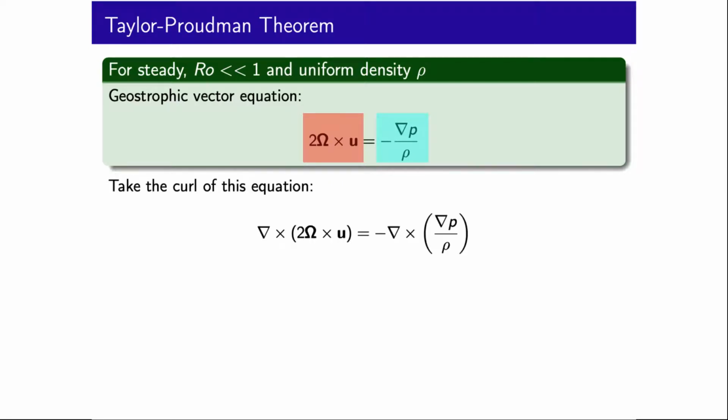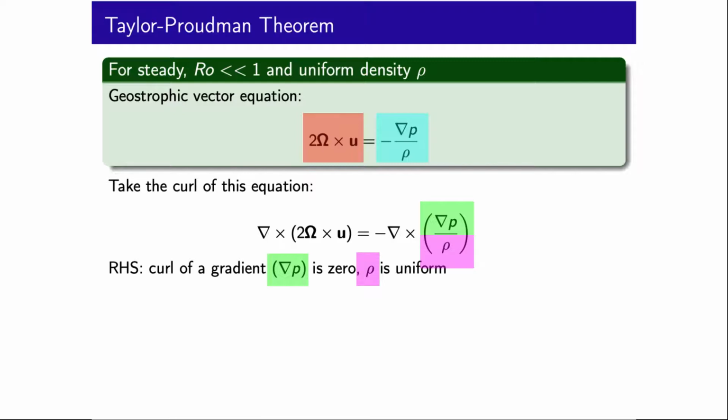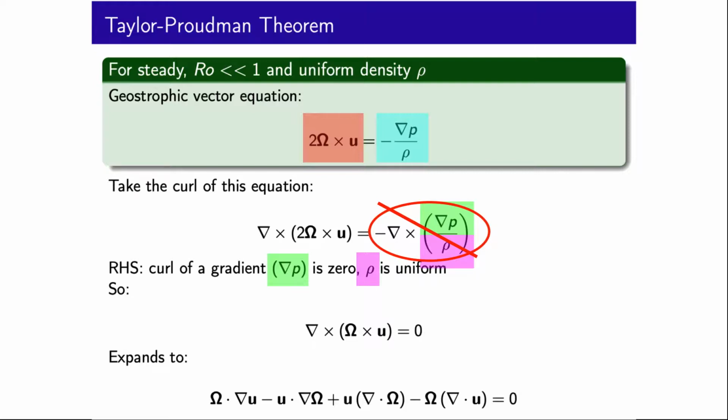We now take the curl of this equation. The first thing to note is on the right-hand side. The curl of a gradient is 0, and ρ is uniform, so the entire right-hand side is 0, requiring that the curl of Ω cross u is also 0. This can be expanded into these 4 terms.